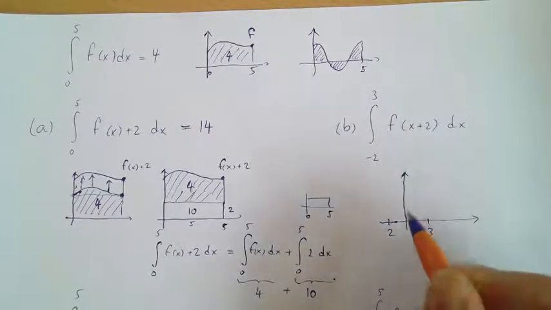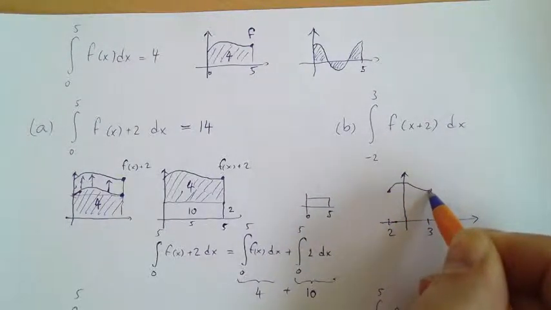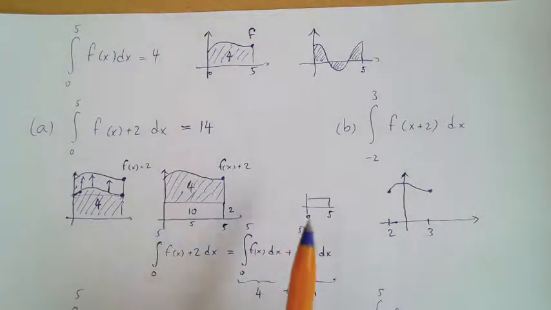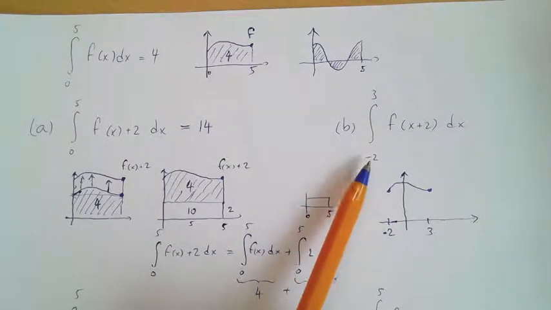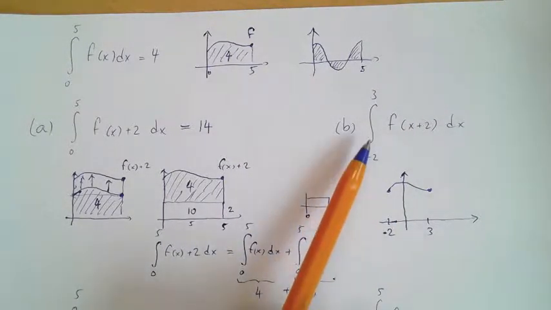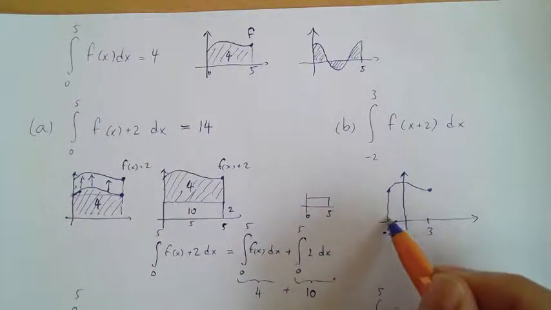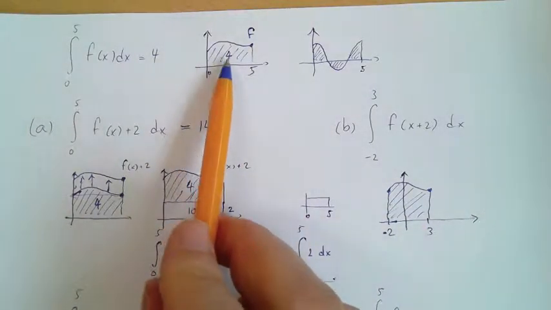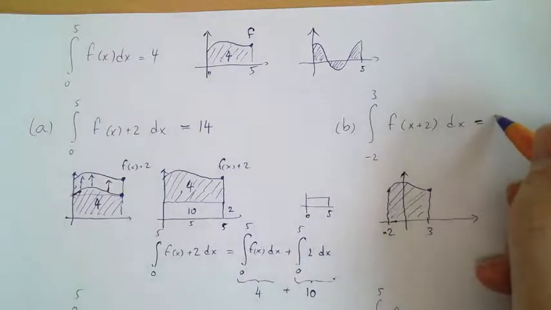So the graph of f is going to now look something like that. It's been moved 2 units to the left, and miraculously, sorry, there's a minus here, miraculously for this exercise, the bounds of the integrals have also moved by 2. So what this means is that the area here is exactly the same as that one here. It's just been shifted, and therefore the answer is 4.